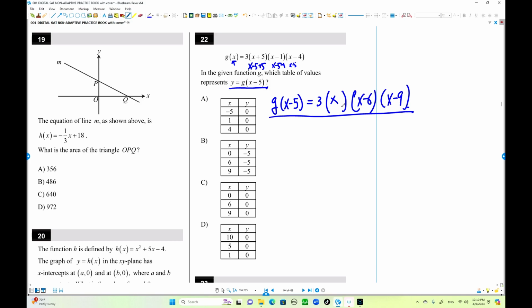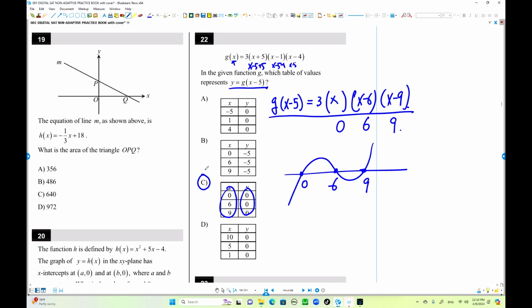When you take over here, x equals 0, x equals 6, x equals 9, what is that? X-intercept, right? The graph is x-intercept. 6, 9, 0, right? That's the graph. Which one represents this one? First, okay, over here, right? They are all 0 here. Choice C is the answer, okay?